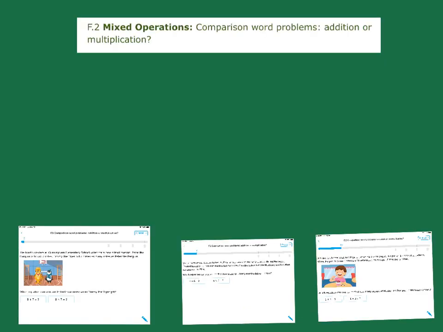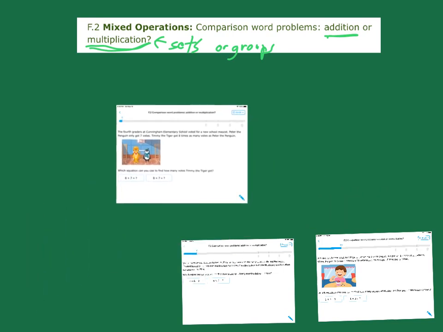The mixed operations section shouldn't be too bad. We're comparing whether we're going to add or whether we're going to multiply. And so whenever we multiply a problem, we're always dealing with things that are in sets or groups, equal groups. That's a multiplication problem. When we're adding, we're trying to find a total number of something, right? So you just have 2 different things. You want to know how much together it is. So that's the difference. Whenever we're doing multiplication, it's always going to be a set or a group of things. So let's take a look at 3 examples again.